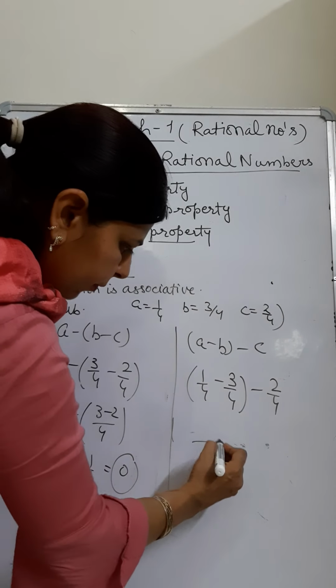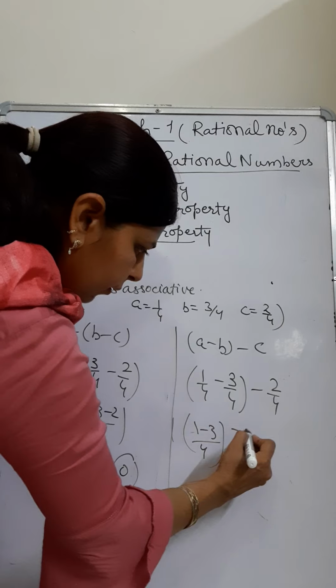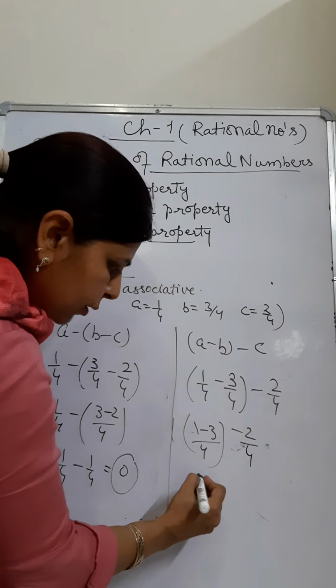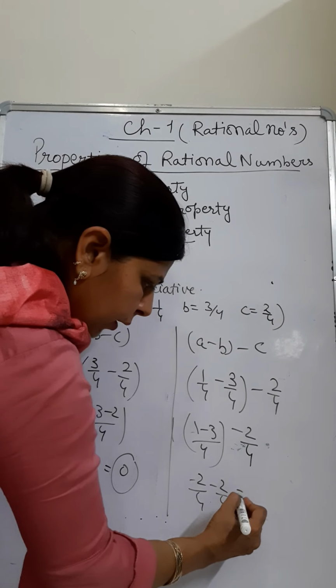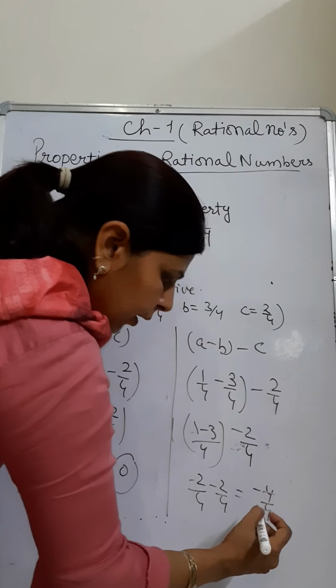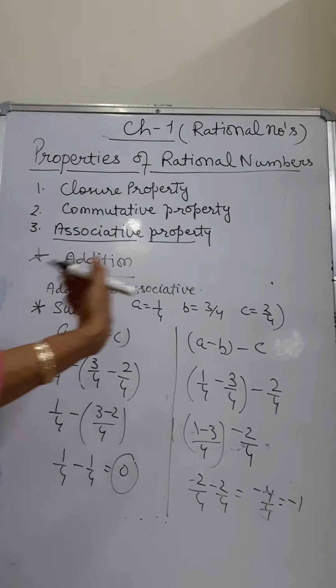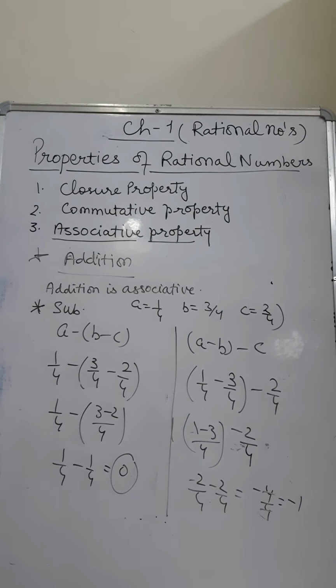Now here, see 1 minus 3. 1 minus 3 means minus 2 by 4, and minus 2 by 4 means minus 4 by 4. By cutting you will get minus 1. Here the result is 0, and on that side, by changing the order, the result will be minus 1. So we can say subtraction is not associative, because after changing the order the result is not the same.